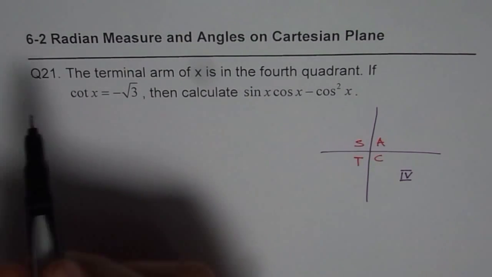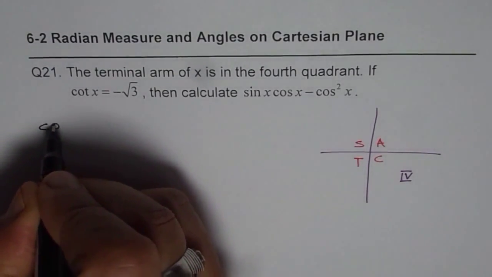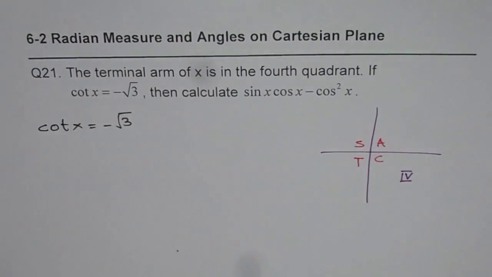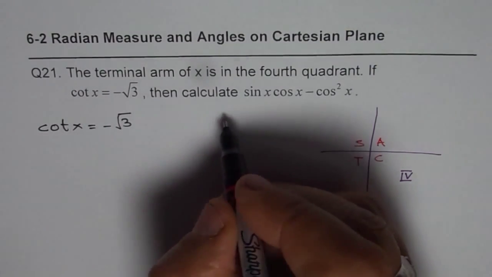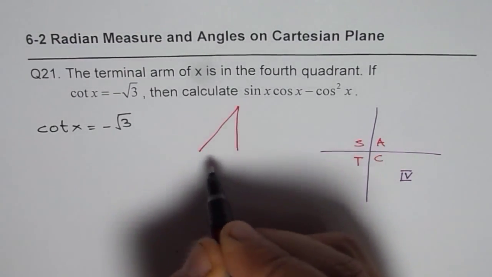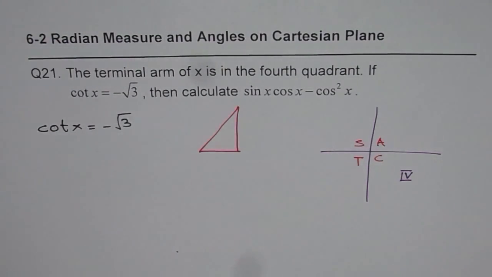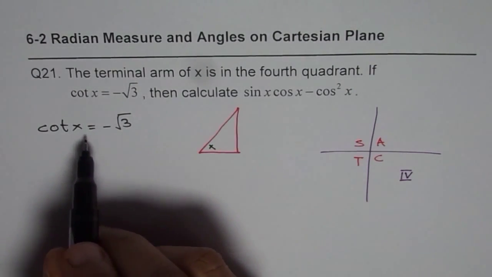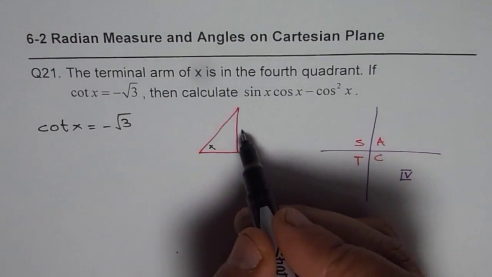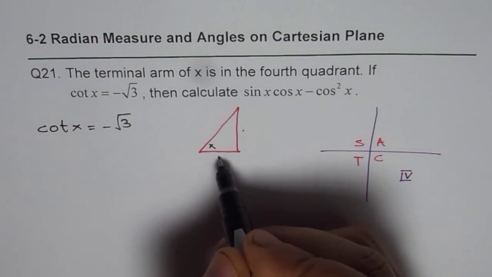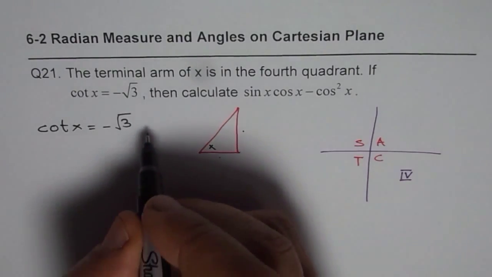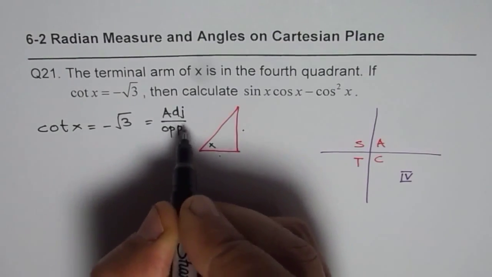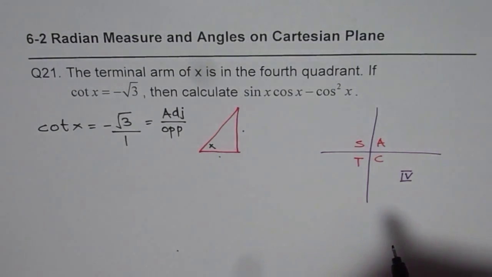Now let's try to see how to solve the question. Cotangent x is equal to minus square root 3, so we can actually draw a triangle to represent this situation. So that means x is the angle. Let us say this is x for us. Cot is the reciprocal of tan. That means tan is opposite over adjacent. Cot is adjacent over opposite side, right? So their ratio is, you can say, square root 3 over 1, right?